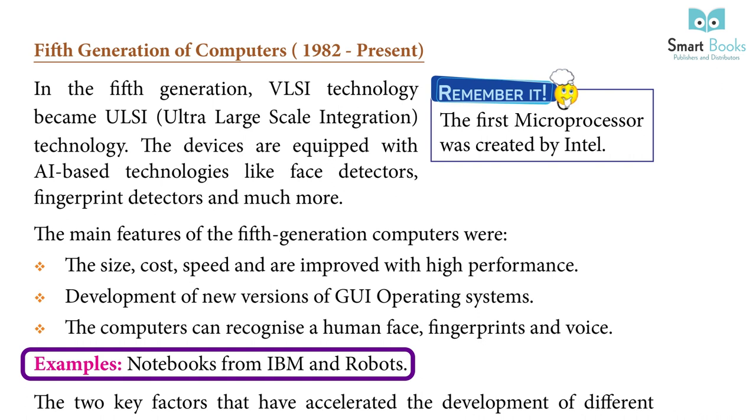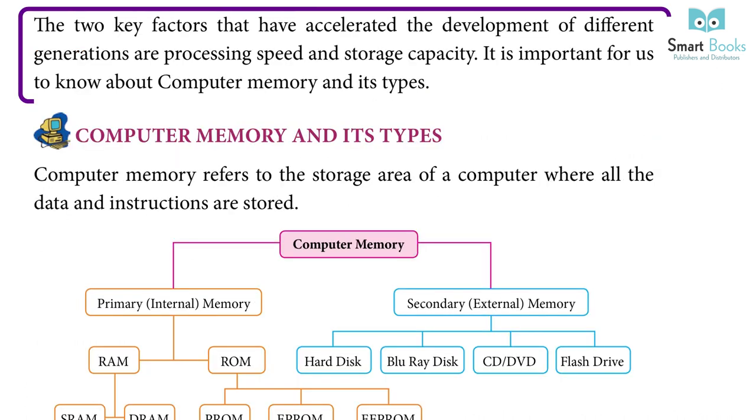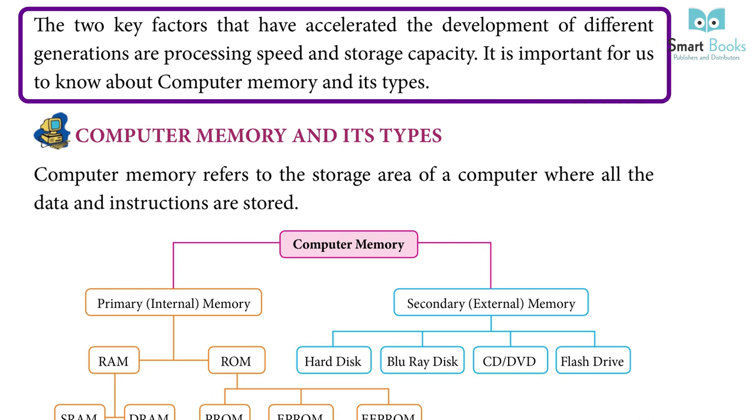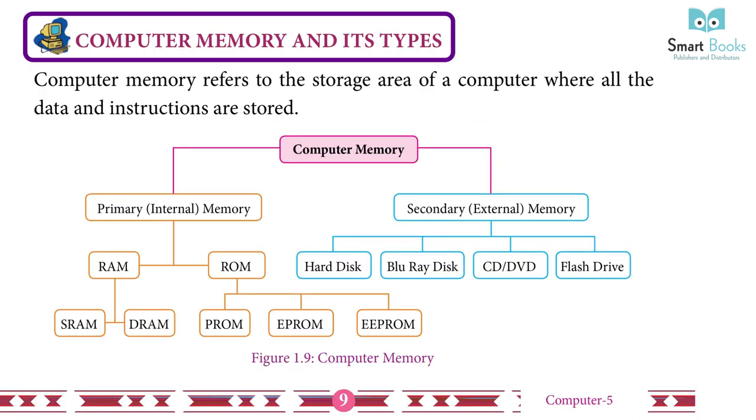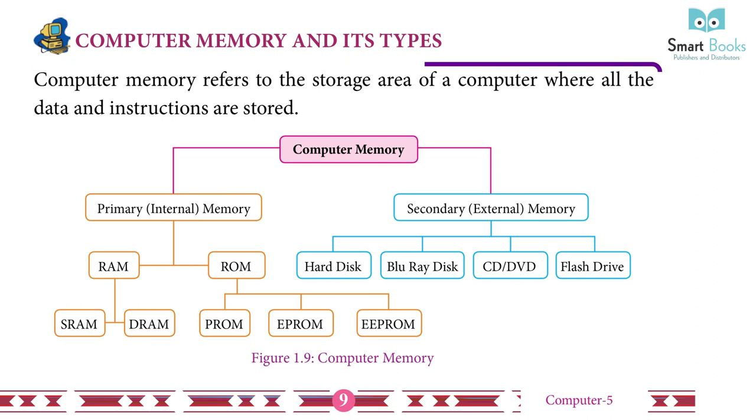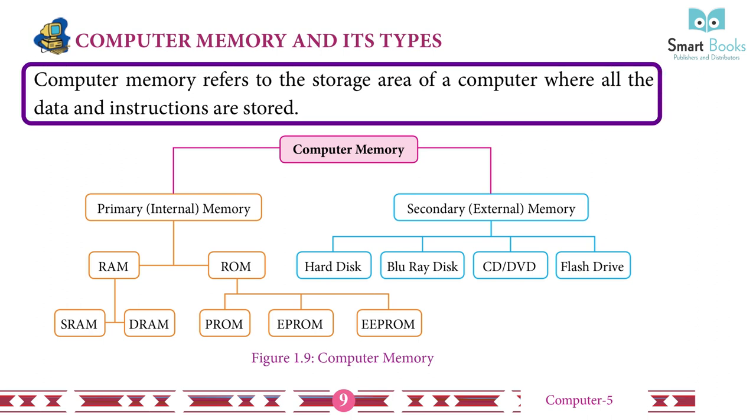Examples: notebook from IBM and robots. The two key factors that have accelerated the development of different generations are processing speed and storage capacity. It is important for us to know about computer memory and its types. Computer memory refers to the storage area of a computer, where all the data and instructions are stored.